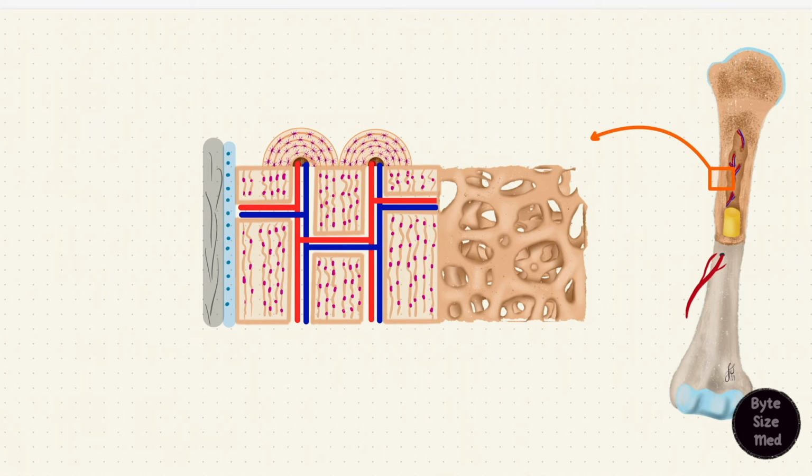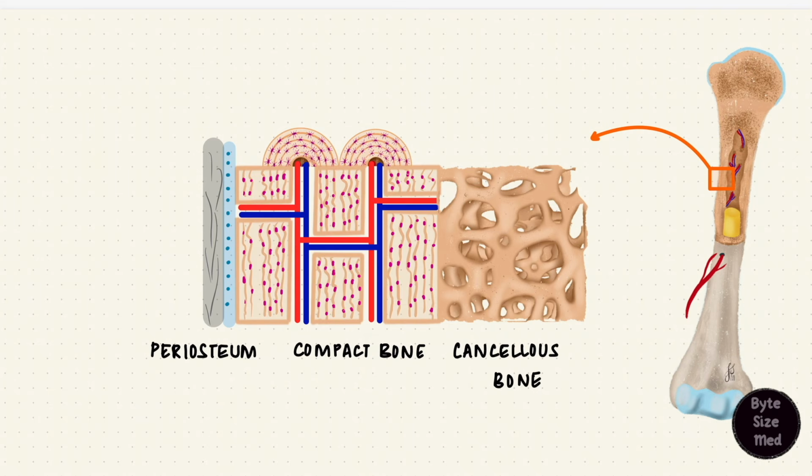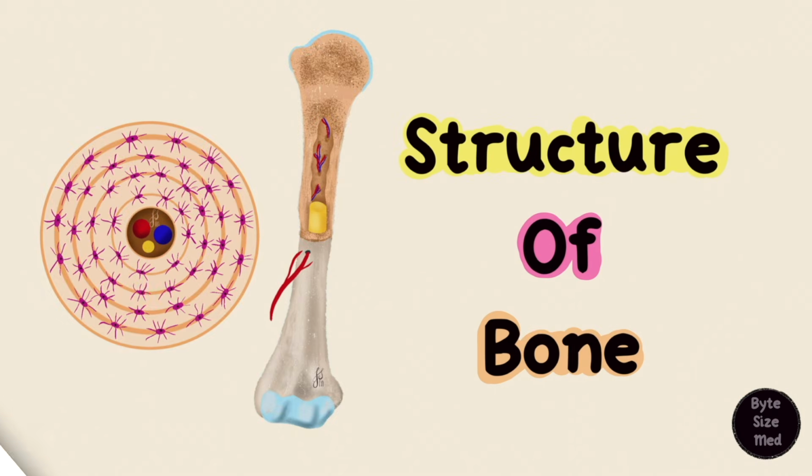So we have the nourishing periosteum surrounding dense compact bone, which is then followed by the trabeculae of cancellous bone, the spaces of which are filled with marrow and lined by endosteum, and in the center we have the medullary cavity. And that is the structure of a long bone.